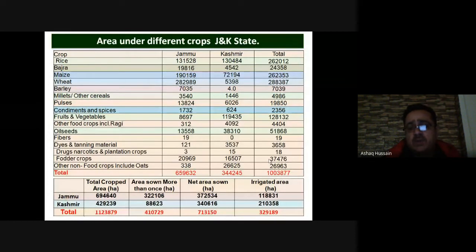So the total area under different crops is around 10 lakh hectares. 10 lakh means more than 1 million hectares, and the net sown area is around 7 lakh hectares. The largest area is occupied by the wheat crop, followed by maize, and then rice. We also have a substantial part, around 3 lakh 29 thousand hectares, under irrigated conditions. So most of the area is rain-fed.